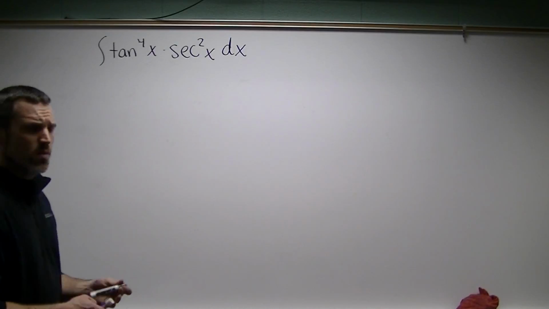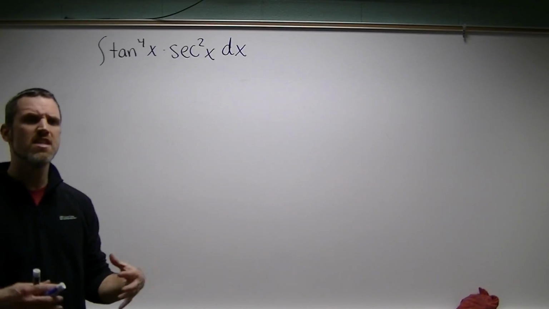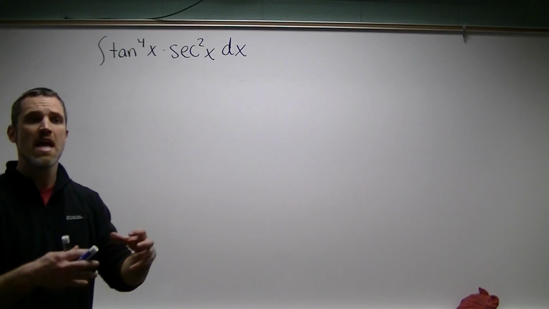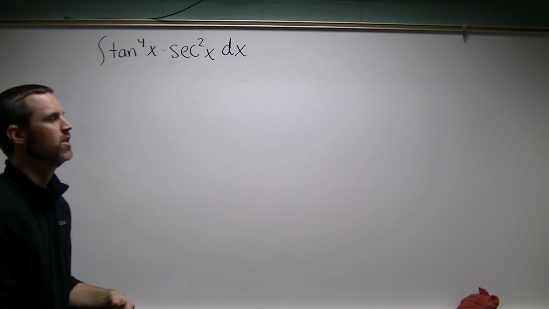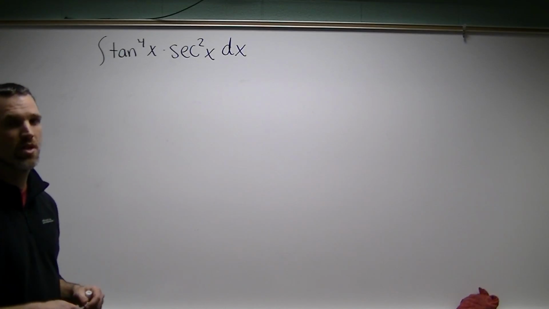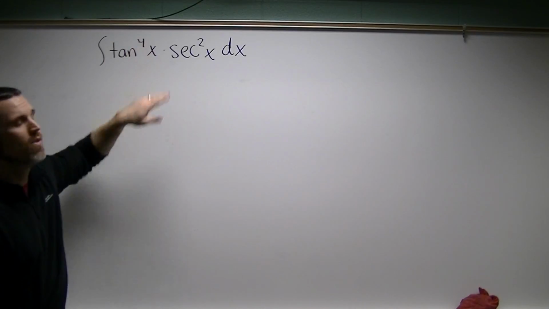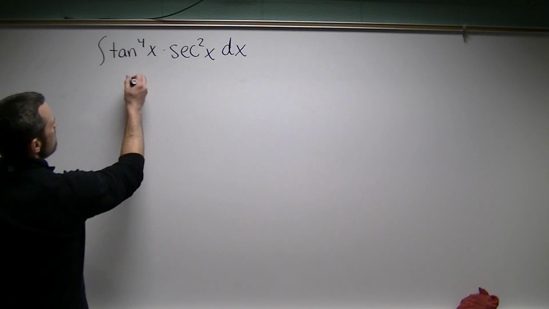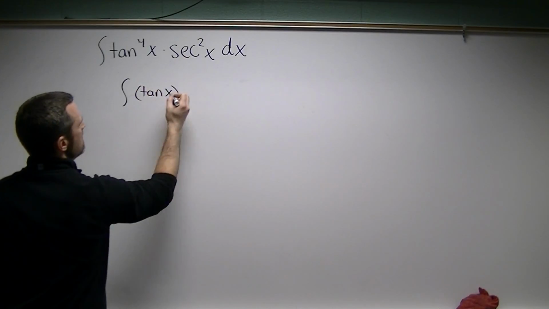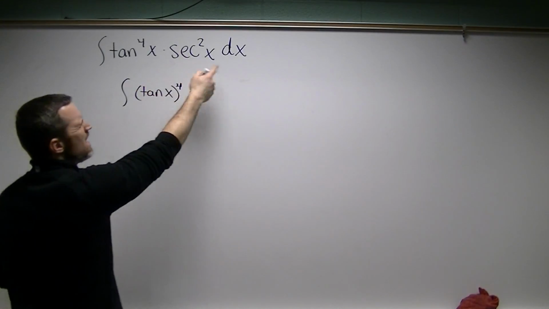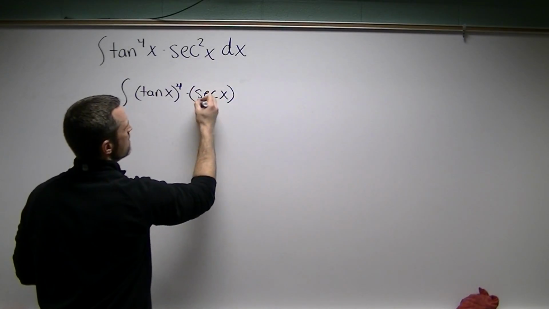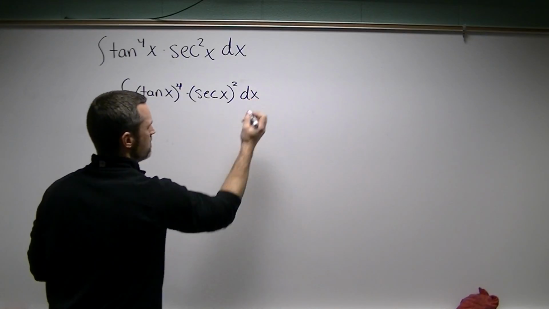So keep in mind, when I'm using substitution, I'm looking for an internal function, a function buried inside of another function. And I'm also looking for the derivative of that internal function. Right now, it's kind of hard to see any internal functions just because of the way it's written. But keep in mind that tangent to the fourth can be rewritten as tangent of x to the fourth. And in theory, so can secant. So I really have secant of x, and that's squared, and then I have dx.